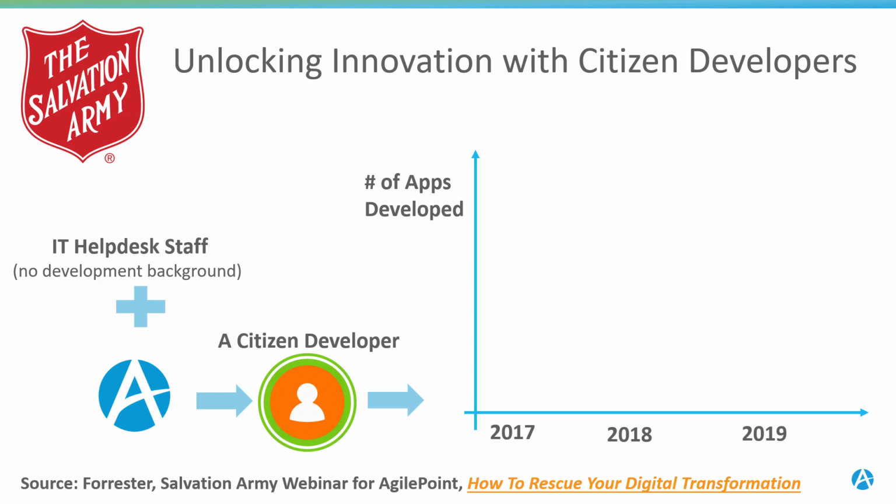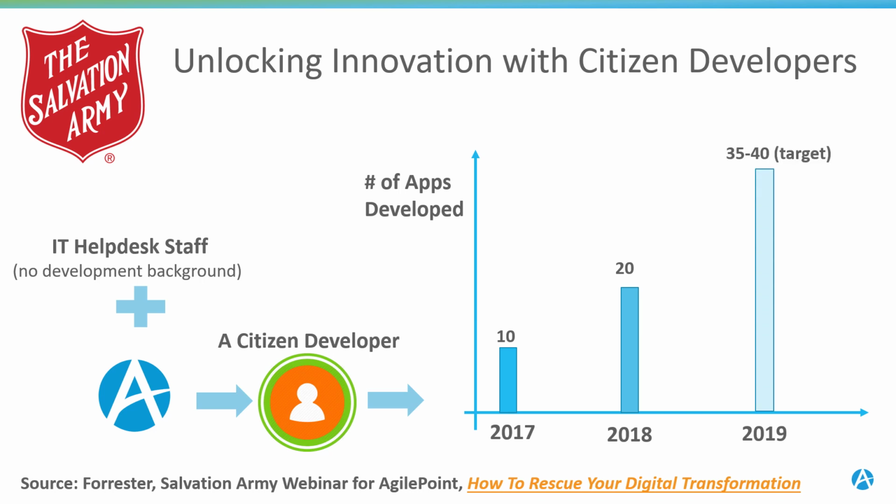So enter our IT help desk person who had no previous development experience. And once they've learned AgilePoint, we're able to generate an incredible number of applications. In the first year, with a single user, that developer built 10 applications. In 2018, that doubled. And again doubled in 2019. Now, this is tremendous output. Typically, when we're talking application counts in the dozens, we're talking about a team of developers. So when you consider that this is just one single individual, this is really quite compelling.